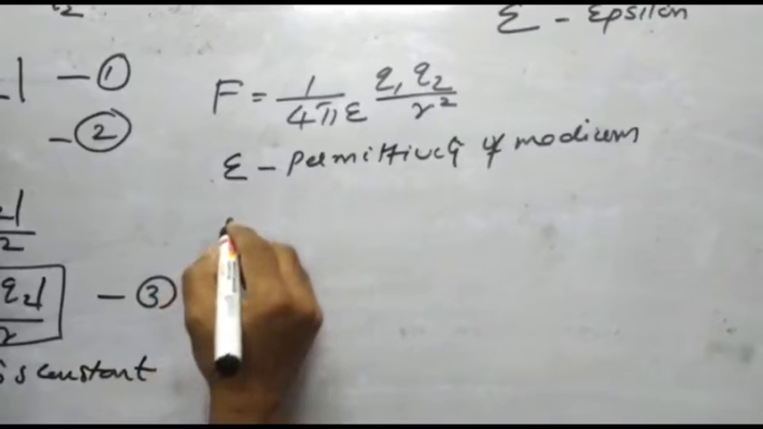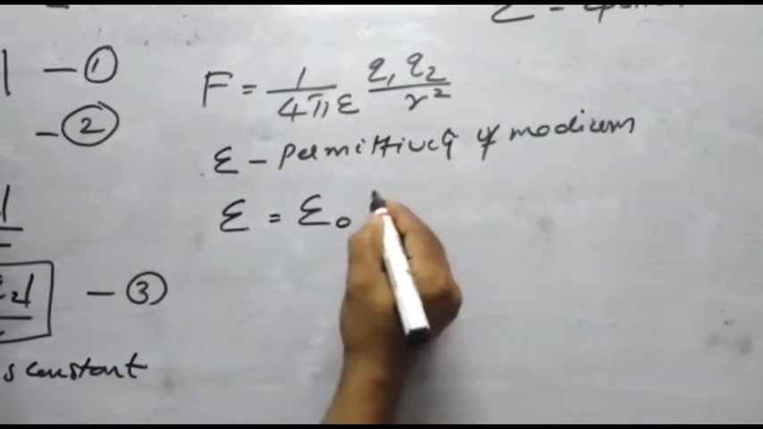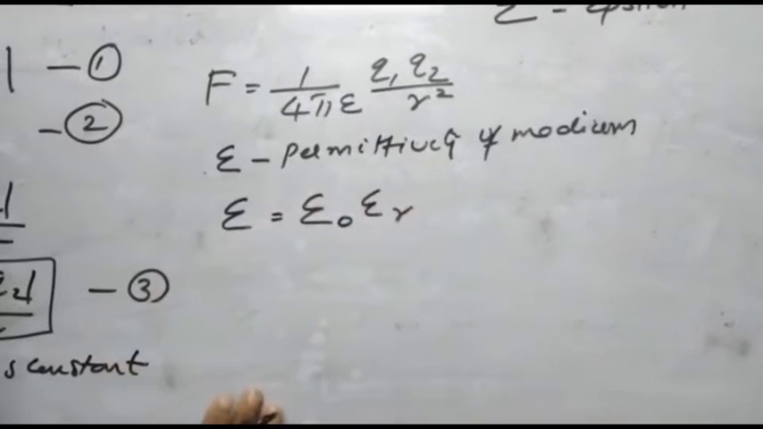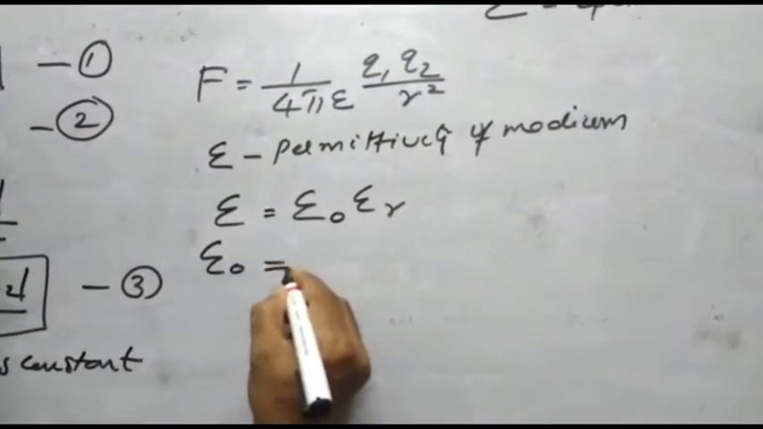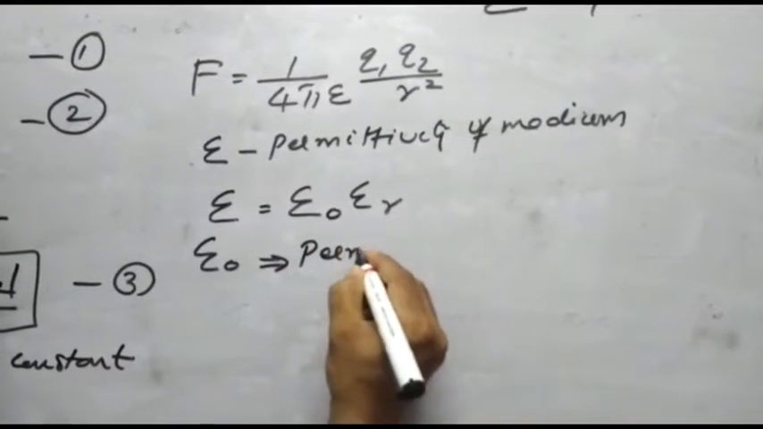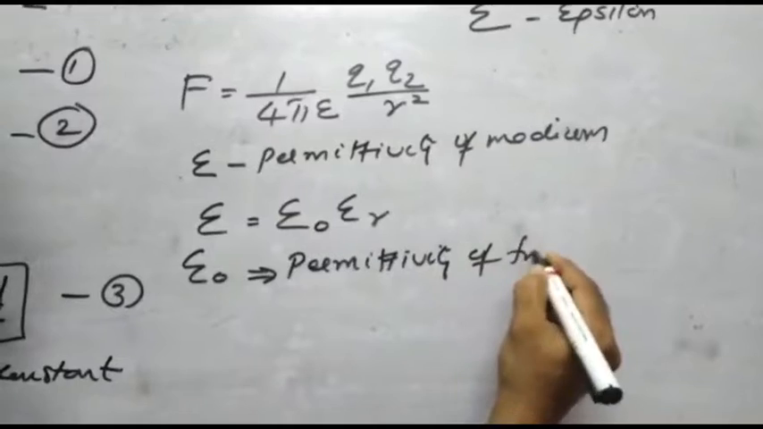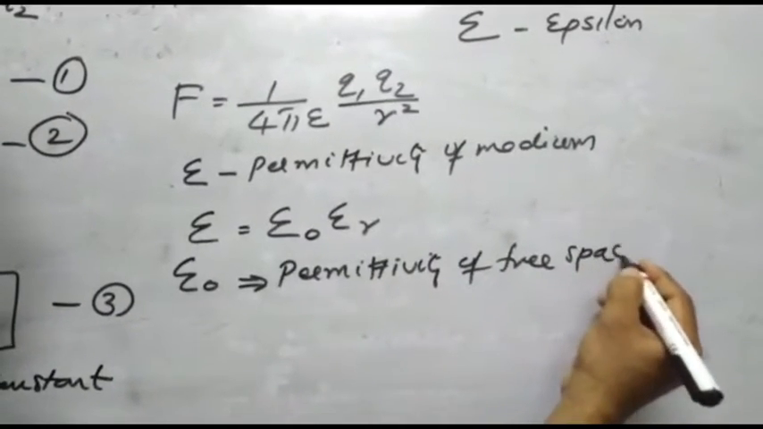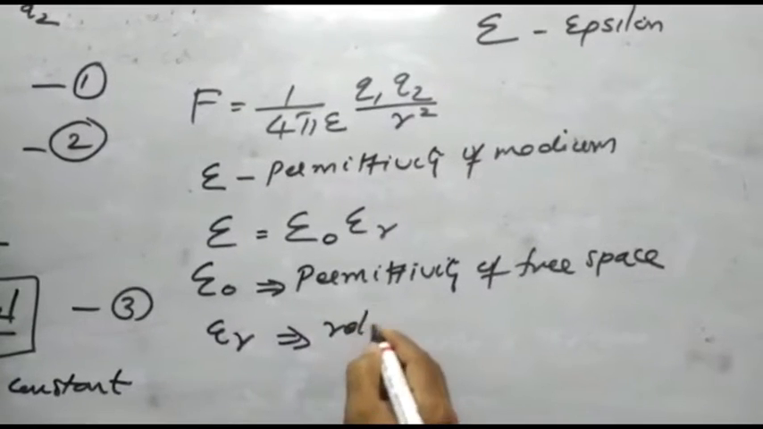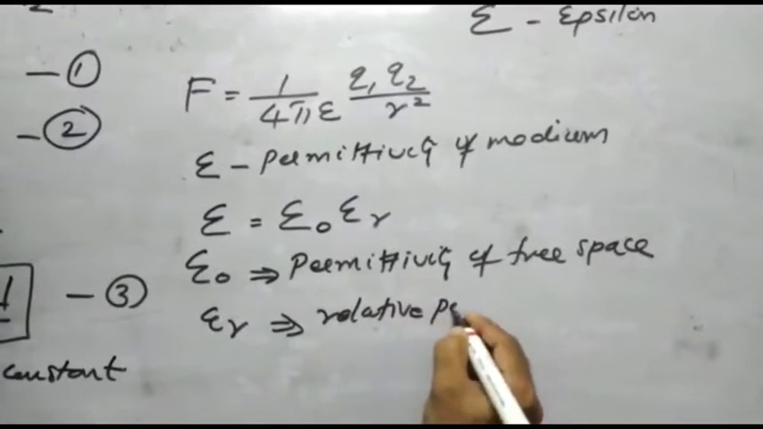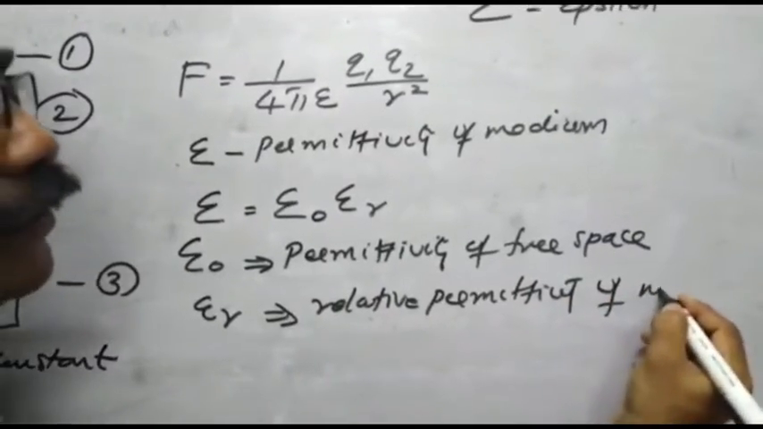But this epsilon is found to be epsilon 0 times epsilon R, where epsilon 0 is also permittivity, that is the permittivity of free space or air, and epsilon R is the relative permittivity of the medium.